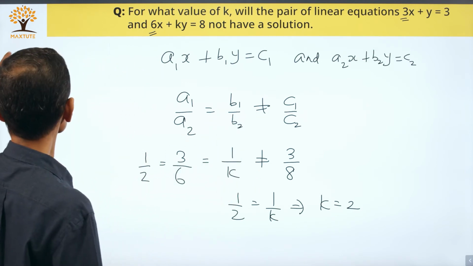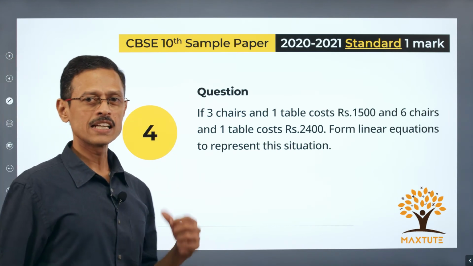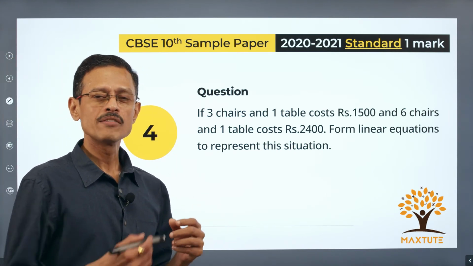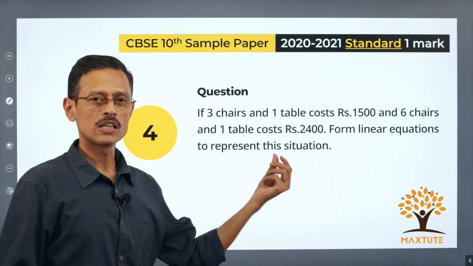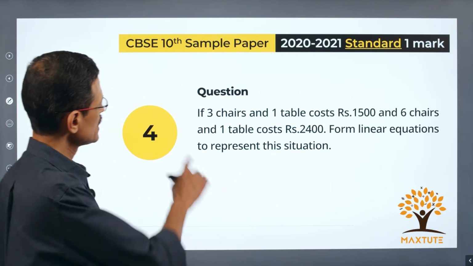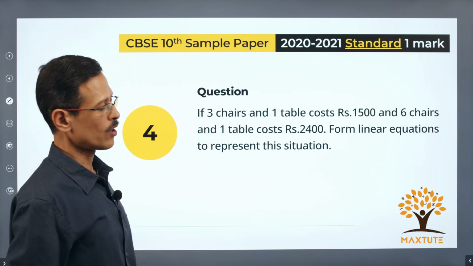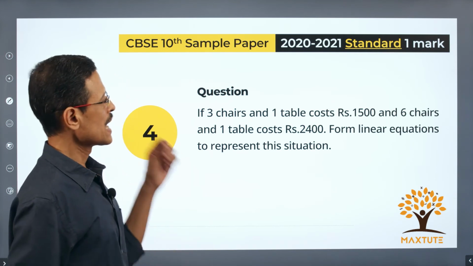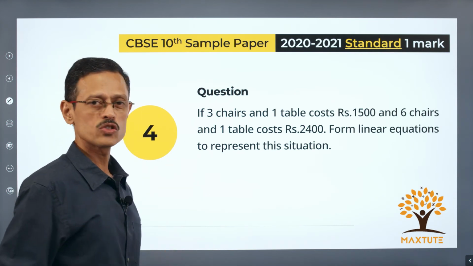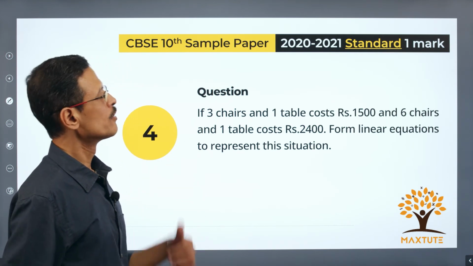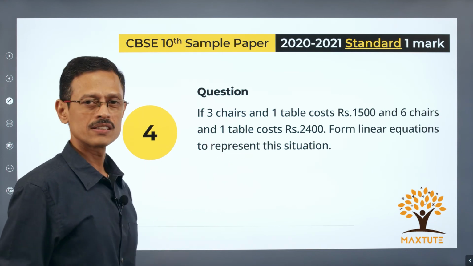Move on to question number 4. Question number 4 is again a pair of linear equations in two variables. We're going to frame two equations to represent a scenario mentioned here. If 3 chairs and 1 table cost 1500 rupees and 6 chairs and 1 table cost 2400 rupees, form linear equations to represent the situation.